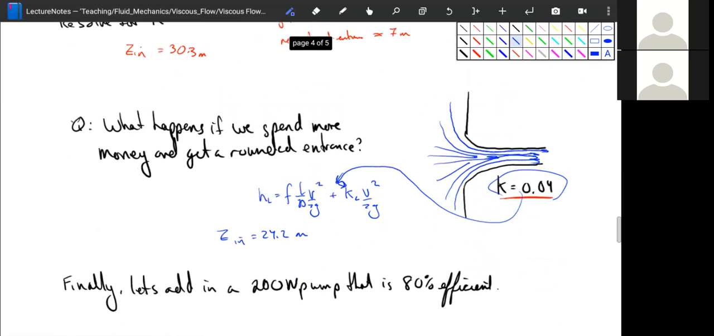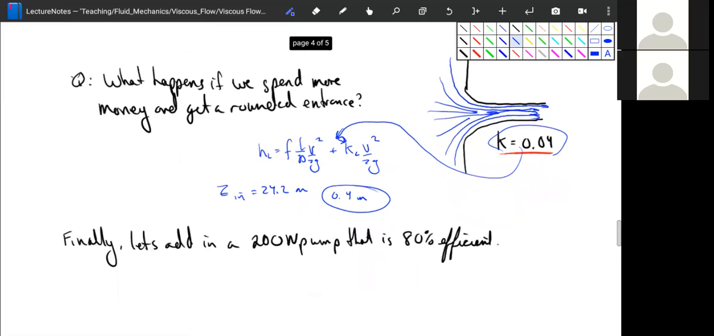So we went from about 7 meters to like 0.5 or 0.4 meters of energy loss. Huge change, right? Just an absolutely huge change. Cool. So hopefully this shows you how just a simple change to the type of entrance you have can really change the amount of losses you have in a system.